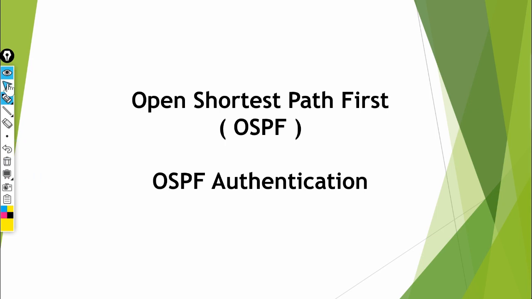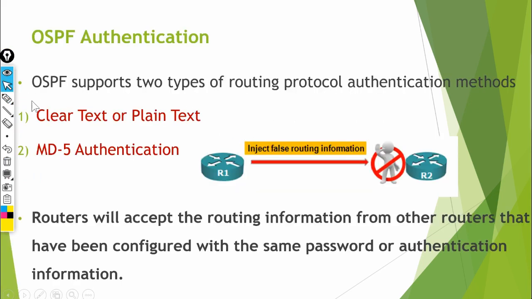Now, just to have a quicker understanding, let's move ahead and see that. As I discussed, OSPF supports two types of authentication. The two authentication methods are clear text, which is nothing but plain text, and then you have MD5 authentication. Just read that, it's very important.